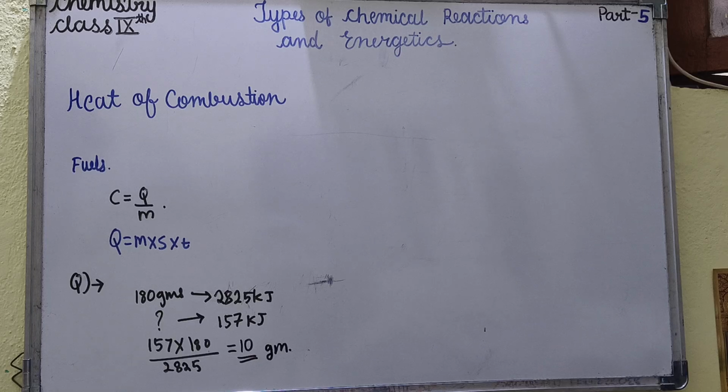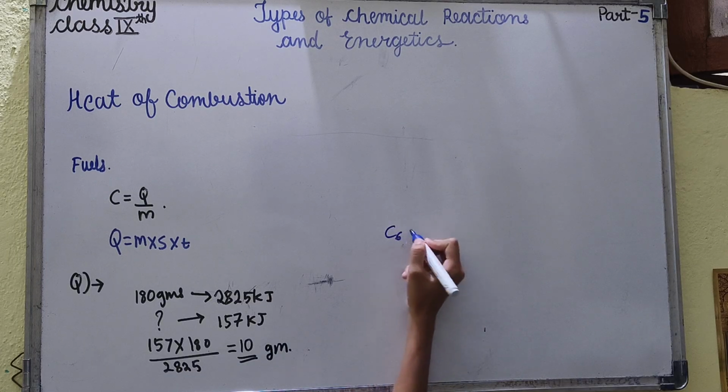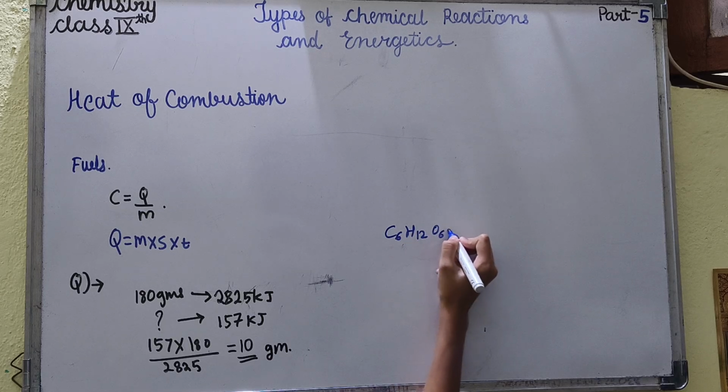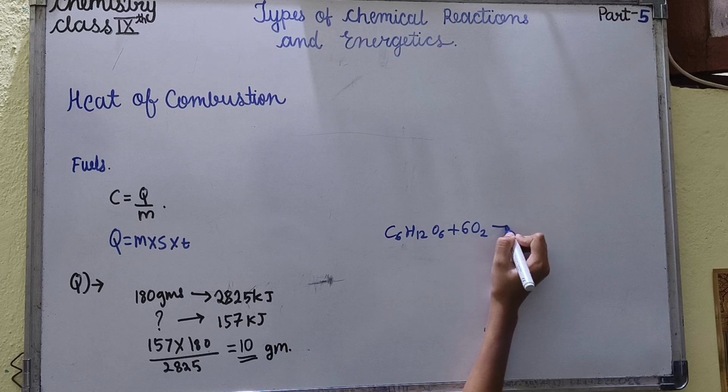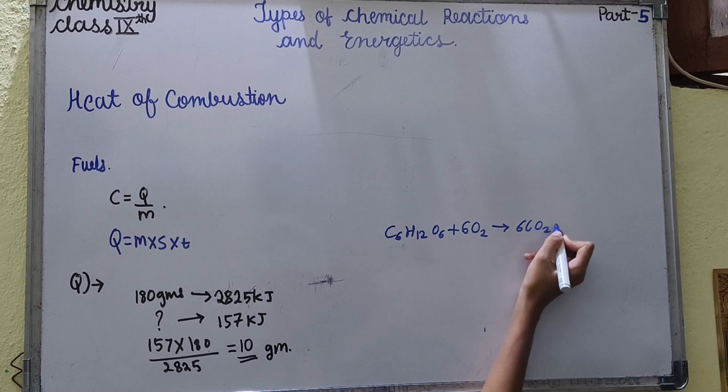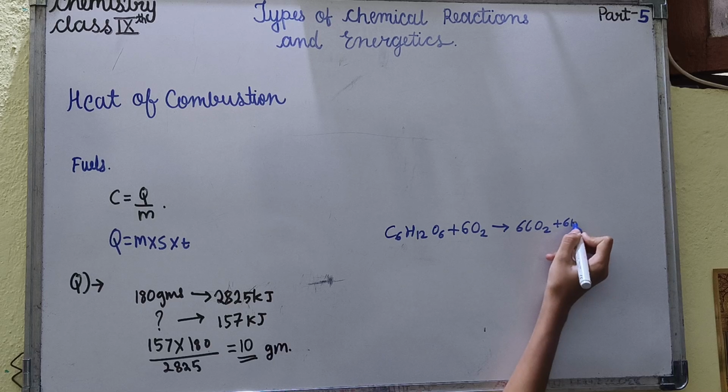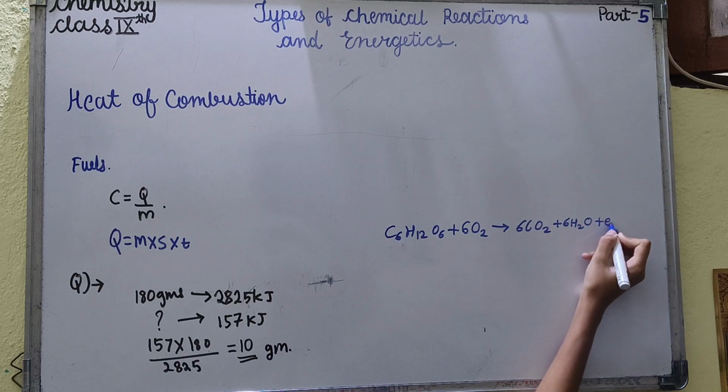Next is life sustaining reactions, exothermic and endothermic. The process of respiration is an exothermic process. The process of photosynthesis is an endothermic process. I'll give the reactions. The process of respiration, an exothermic process, is C6H12O6 plus 6O2 gives 6CO2 plus 6H2O plus energy.